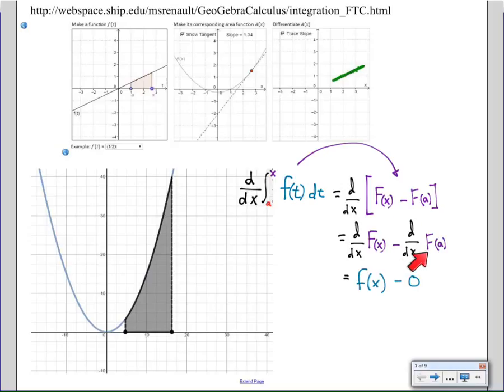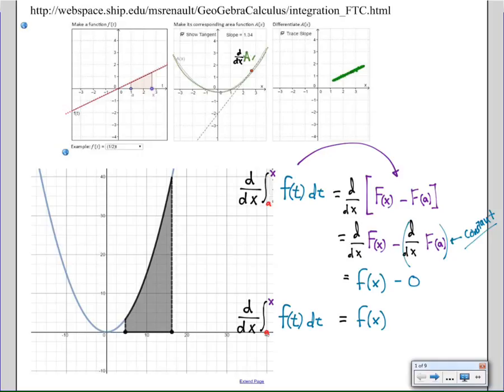The derivative of big F of a, on the other hand, is the derivative with respect to x of a function at a, which is a constant value. Remember, we fixed the left-hand bound. The derivative of a constant is 0. So here again, the derivative of the integral of a function is the function with x substituted in, kind of like a shortcut. This is, again, what we're saying.